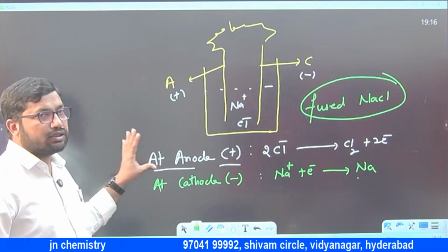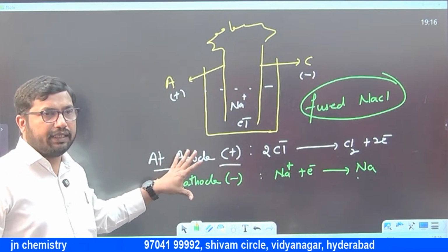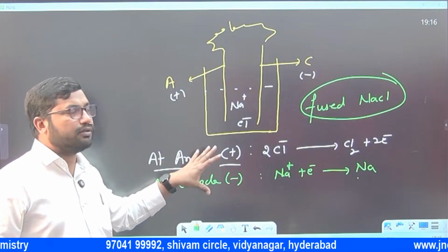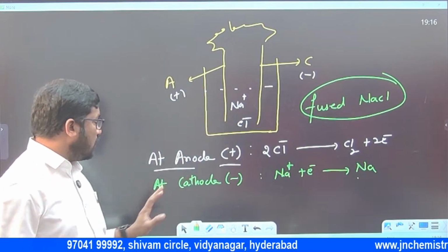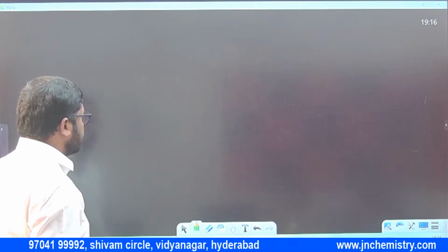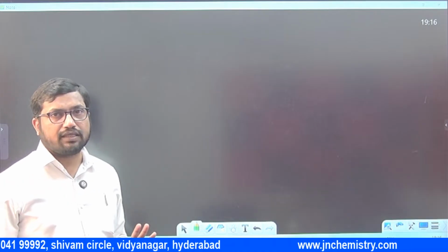At anode, which reaction takes place? Oxidation. At cathode, reduction. Anode is positive and cathode is negative. So this is the basic thing. Now coming to the original reaction, the Kolbe electrolysis.